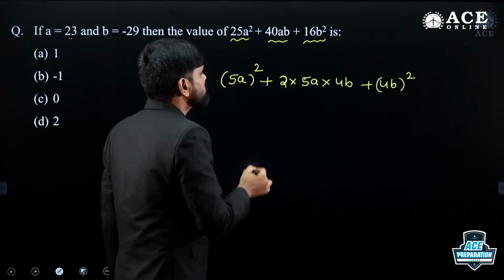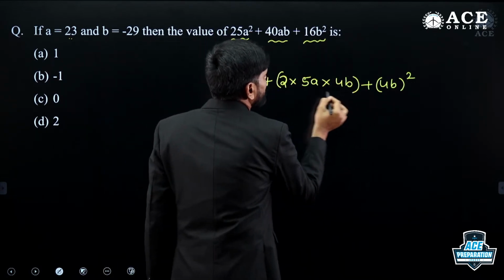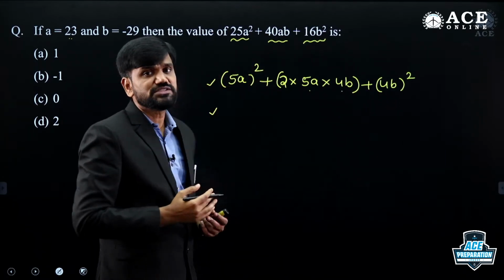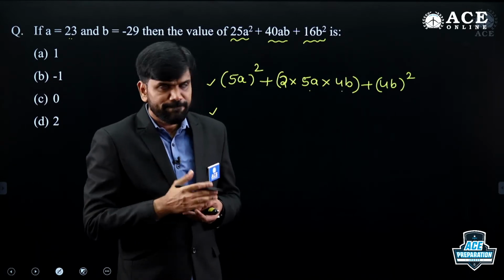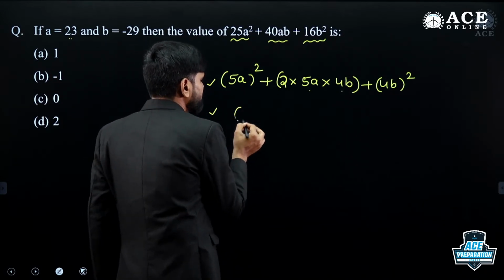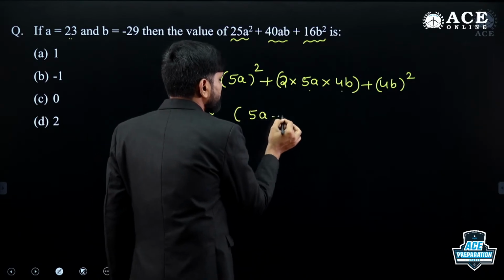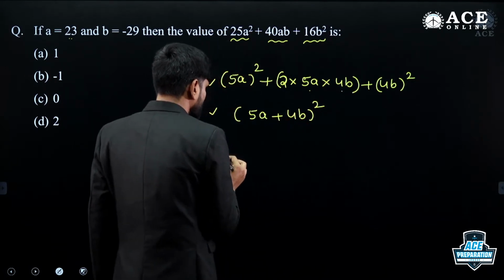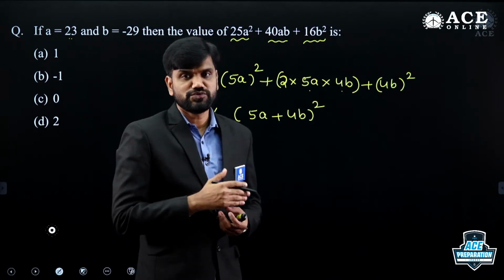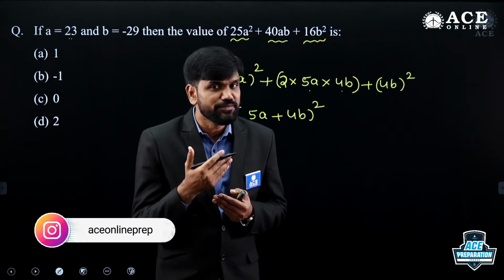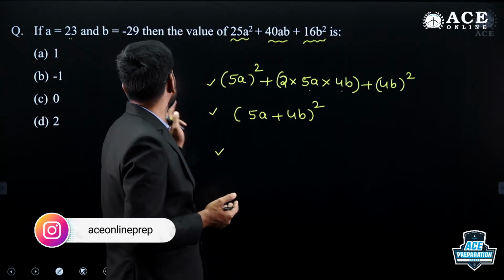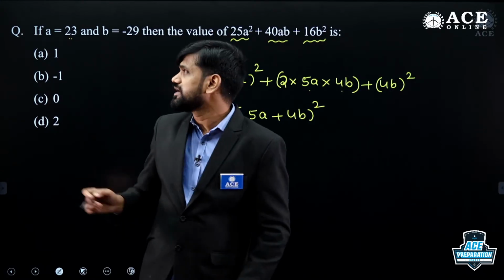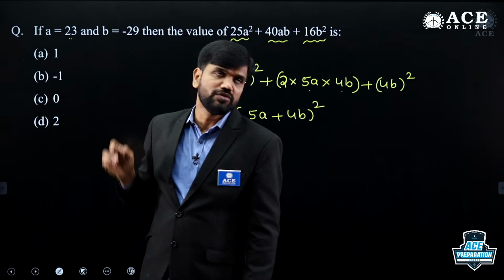Now it is looking like x square plus 2xy plus y square. X square plus 2xy plus y square is nothing but x plus y whole square. So in place of x I have 5A, plus 4B whole square. 5A plus 4B whole square. Now it becomes easy for you to handle, because if you are substituting A equal to 23 and B equal to 29, this value may be decreasing because you are having one as positive, other one as negative over here.